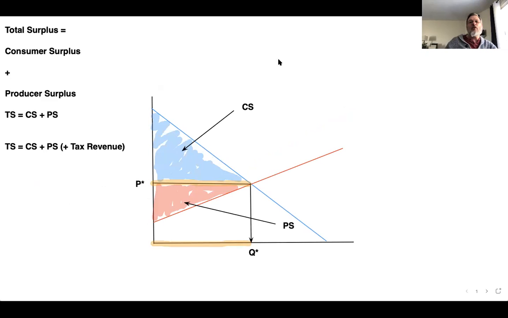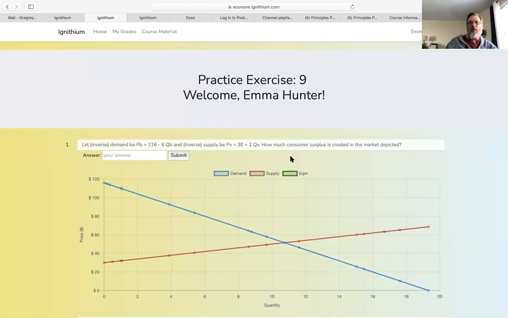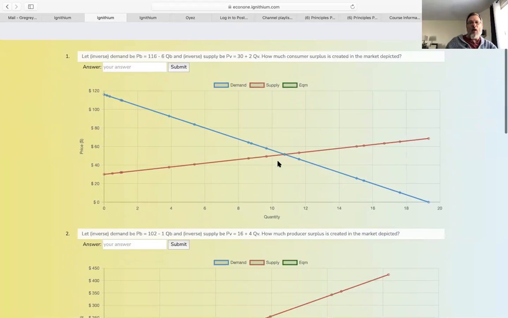Okay, so now I want to go ahead and stop sharing, and let's go back to Ignithium. And so how much consumer surplus is created in the market depicted? Well, you can see where the triangle would be, right, Ryan?